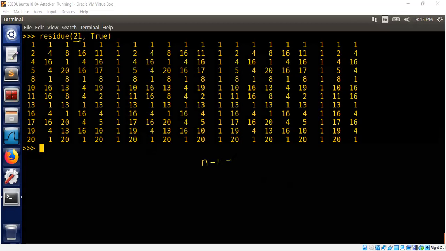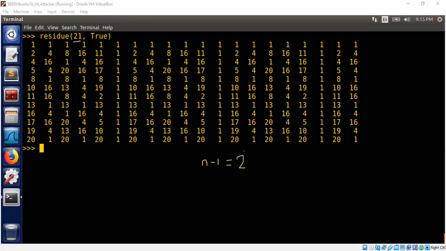So n minus 1 is equal to 2 to the power r times u. How do we write this? N is 21. 21 minus 1 is 20, which means we can write it as 2 power 2 times 5, right? So r is 2, u is 5.